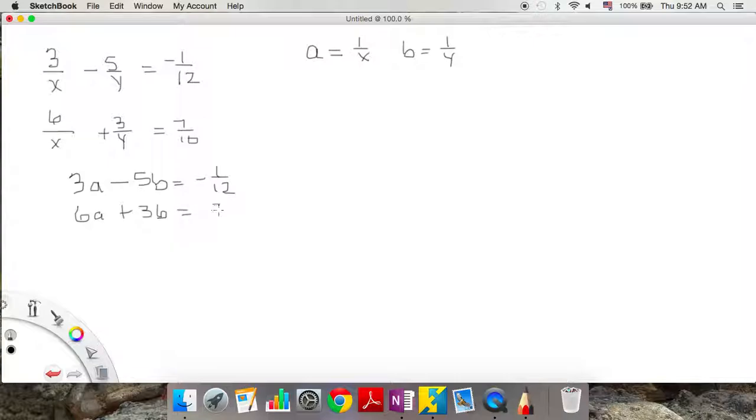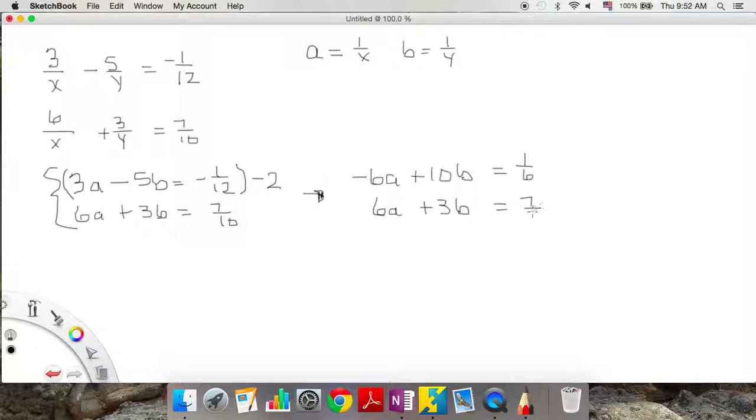So we have our system like this. Now here it's in A and B, and once we solve A and B, then we'll know what X and Y are. This is a perfect example of one that would work for elimination, because you see here the A's, we've got 3 and 6. Well, if we multiply 3 times -2, then we'll get -6, and that will eliminate. Remember, you have to do something to the whole equation. So what we end up with is -6a plus 10b equals 1/6. And then our other equation just stays the same.